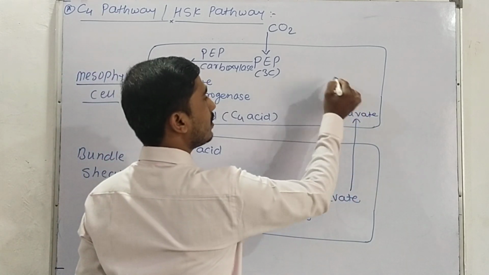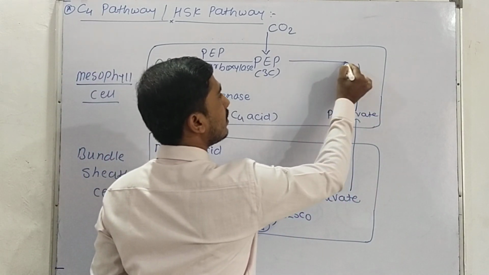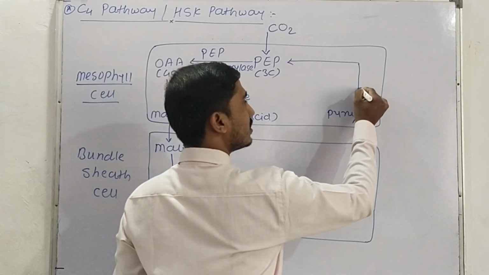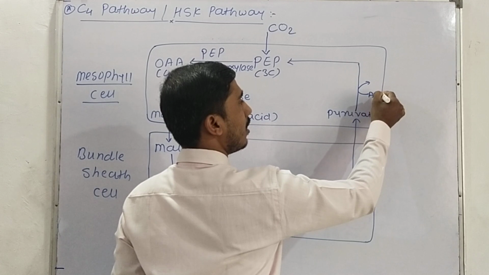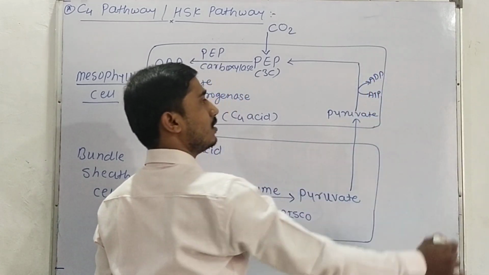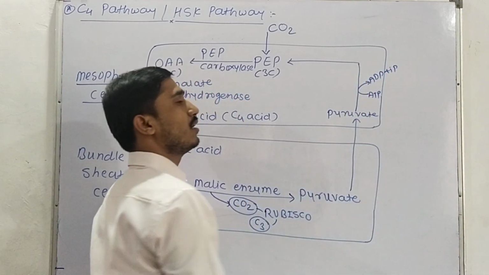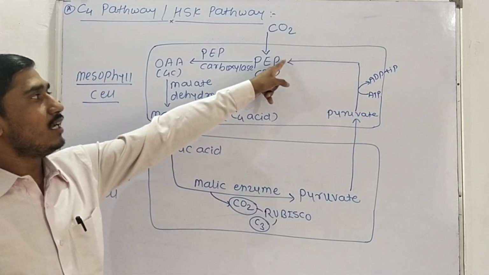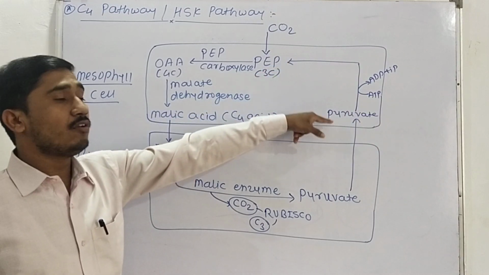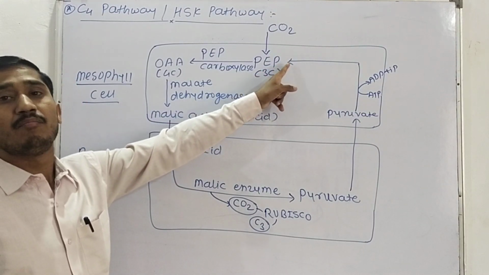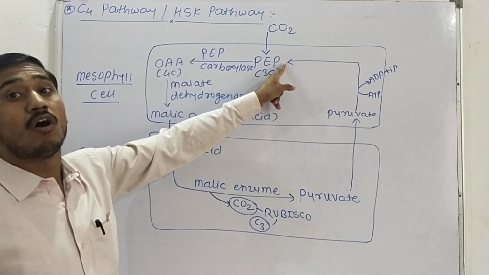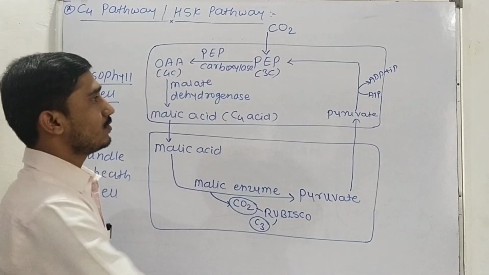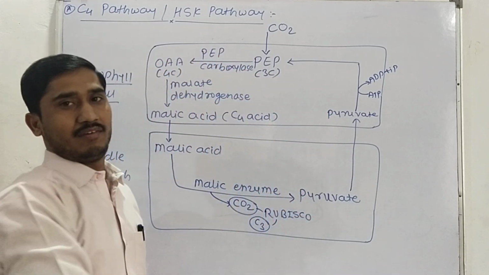This pyruvate is converted into phosphoenol pyruvate and it requires ATP molecules, ATP to ADP plus Pi. By using ATP molecules, pyruvate is converted into PEP, and again that PEP, or phosphoenol pyruvate, is ready to accept the next CO2 molecule. So this is the C4 pathway.